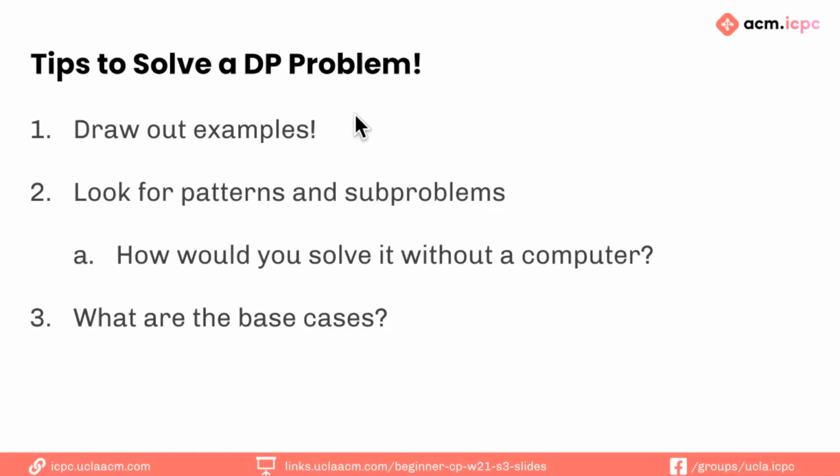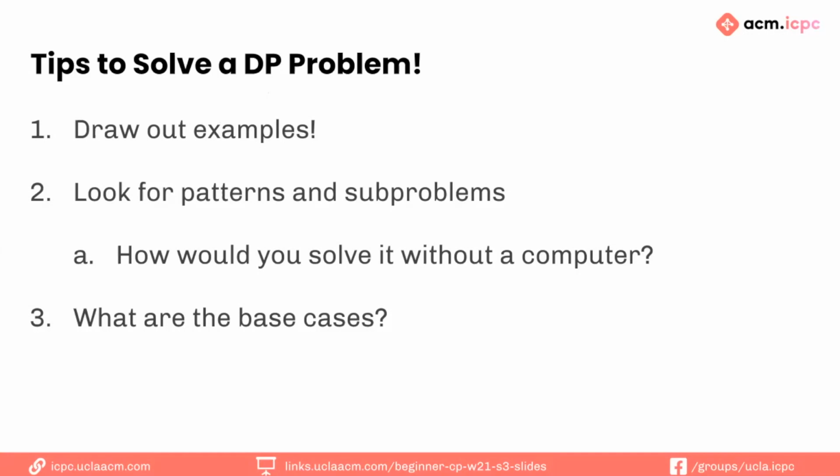The first one is drawing out examples. I think drawing out examples is applicable to most problems, but with DP especially, if you draw out a pretty large example, you can sometimes look for patterns within it. And I think that helps a lot with recurrences, figuring out how you get to a larger example that you draw out from smaller things.